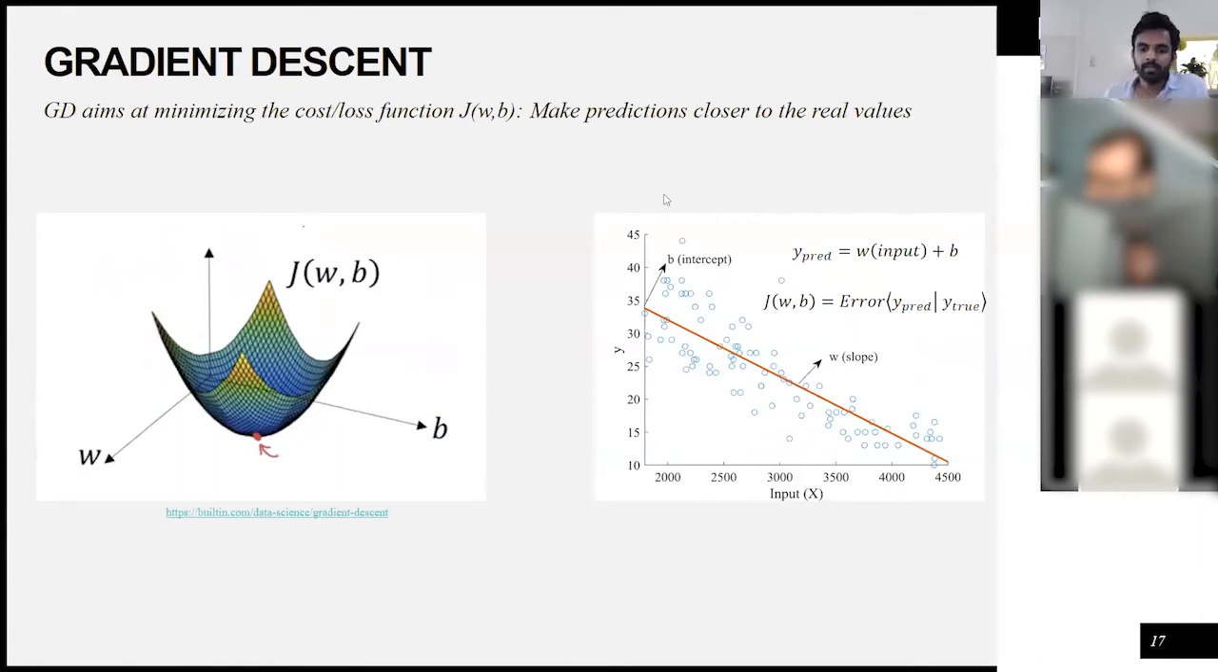Another term that you need to be familiar with when you talk about deep learning is gradient descent. Now, why is gradient descent even used? Just understand that gradient descent, Akshay, are you there?